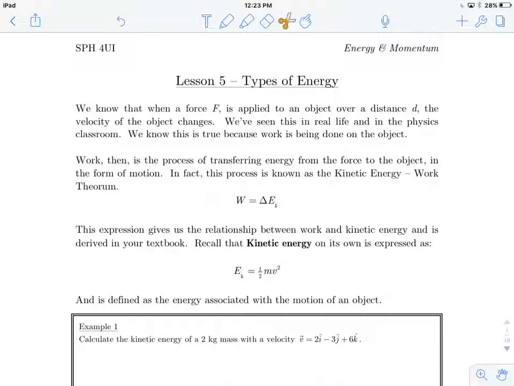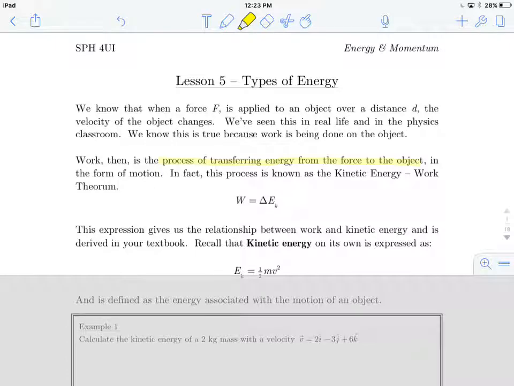Okay, so here we are with lesson number 5 in our unit on energy and momentum. And we're talking today about different types of energy. We've looked at work in a previous lesson, and we're going to build on that concept and now talk about how work really is the process of transferring energy from the force to the object in the form of motion.